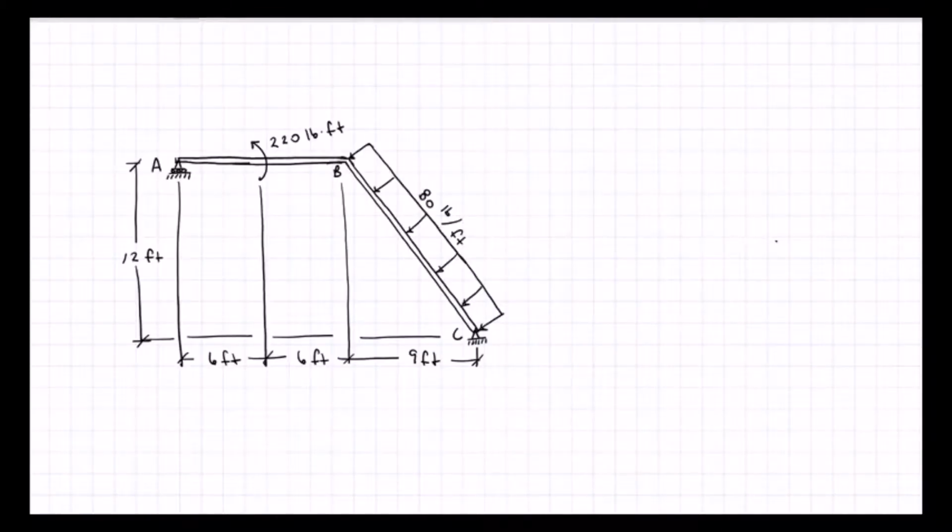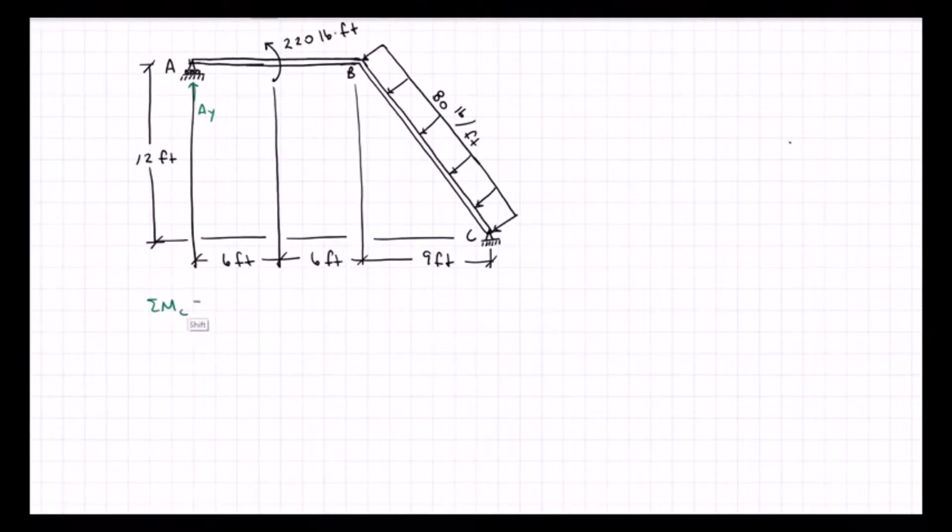Now let's look at this frame. We've got a roller at A, fixed corner at B, and a pin at C, and I want to find the shear and moment diagrams for this frame. I'm going to start with solving for the reaction AY, so I can use that to make my shear diagram.